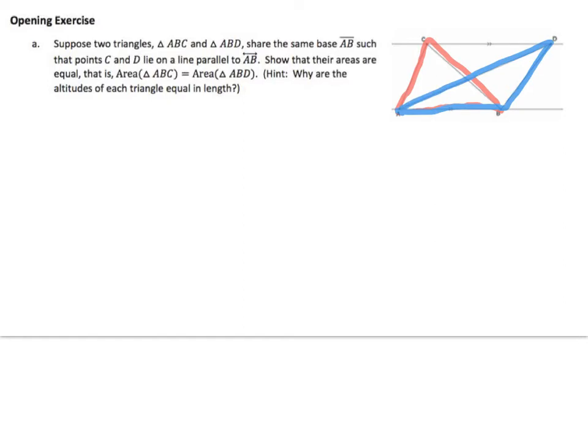Okay. They share the same base AB such that the points C and D lie on a line parallel to line AB. So C and D are on this parallel line up here. Okay? Show that their areas are equal. That is, area of triangle ABC equals area of triangle ABD. Hint. Why are the altitudes in each triangle equal in length?